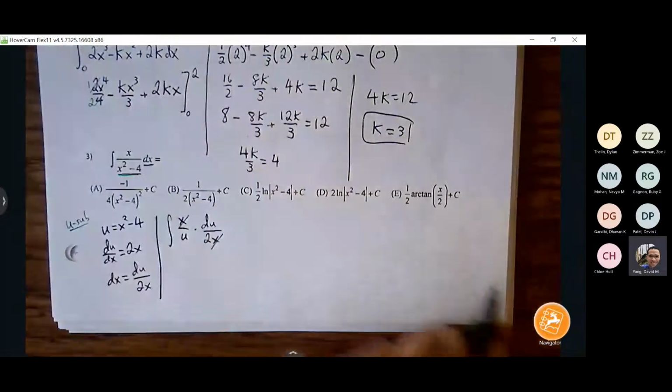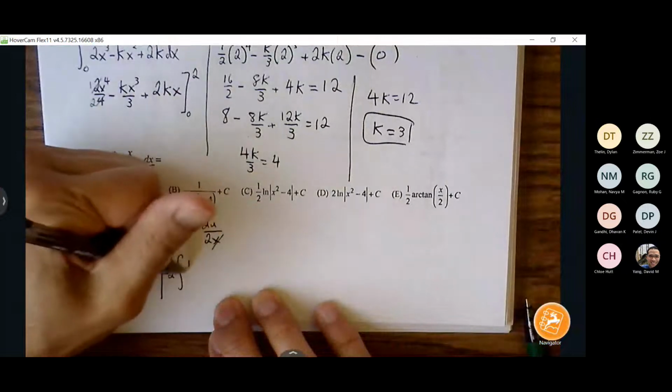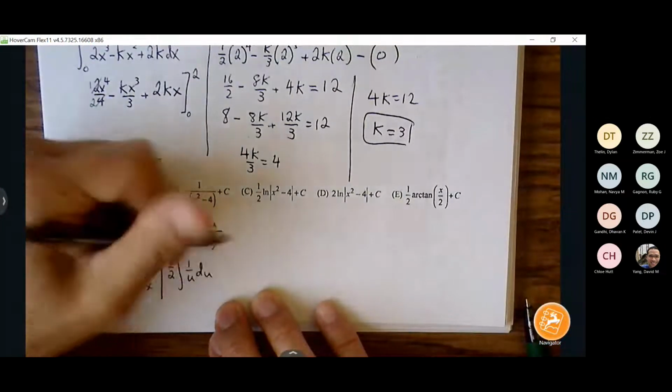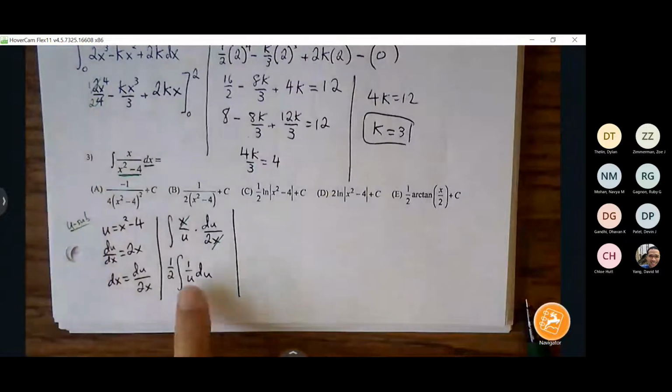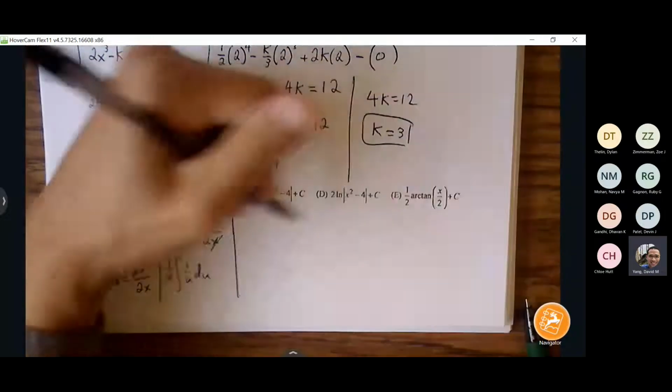Make the x's go away, pull the 1/2 out in front. Okay, so we recognize this as natural log, right? If that u was any other power, we would force it up and go through power rule. But this is u to the first power in the denominator. We have a special rule for this, natural log.